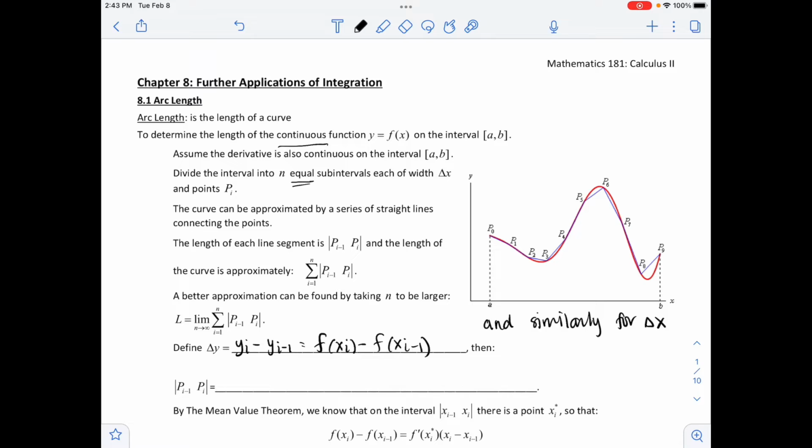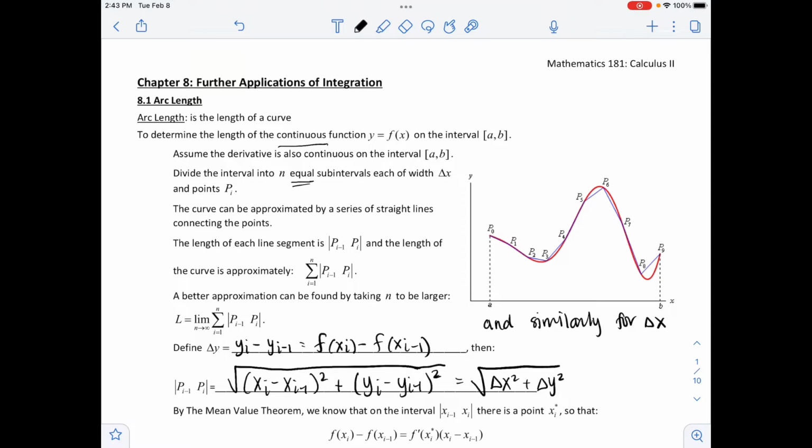The length of each segment, from P_{i-1} to P_i, using the distance formula, would be the square root of x_i minus x_{i-1} squared plus that distance in y, y_i minus y_{i-1} squared, which is also the same thing as just saying the square root of delta x squared plus delta y squared.